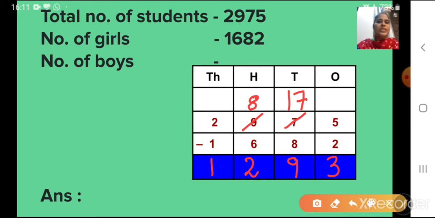Right. So in this way we have to subtract and find out how many boys are there in the school. So how many boys are there?